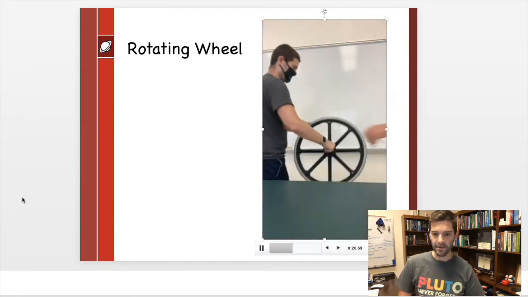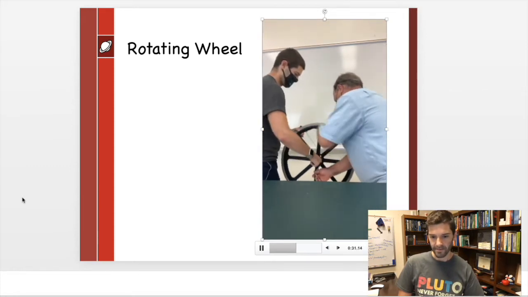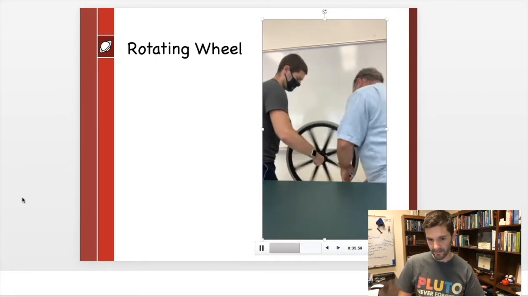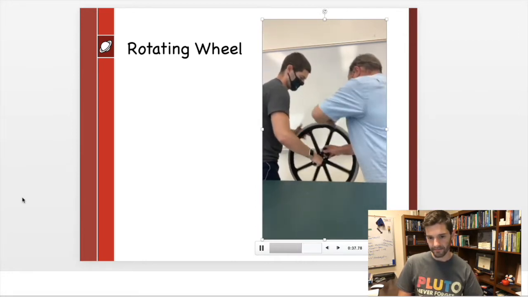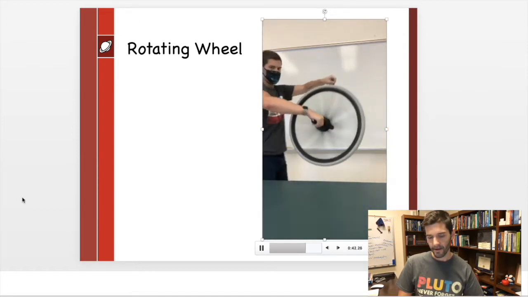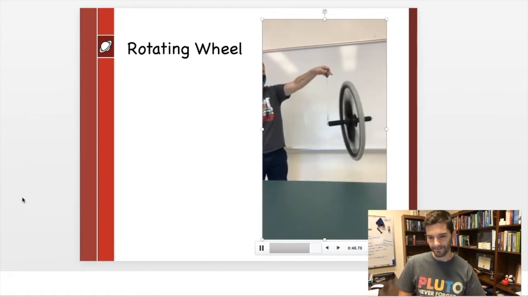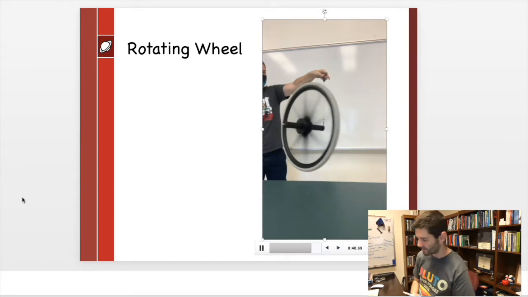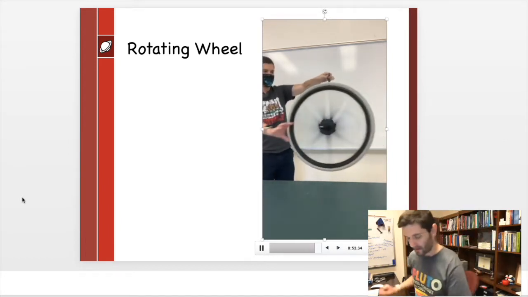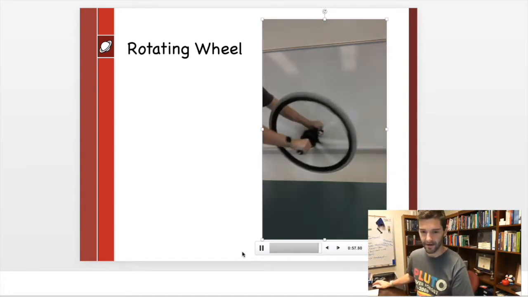But if I take the same wheel, it's wrapped up, and lab tech John gives it a good spin, and then I do the same thing, now the wheel doesn't fall over. Now the wheel just spins around in a circle. I would say it precesses. The wheel continues spinning and precesses around in a circle.